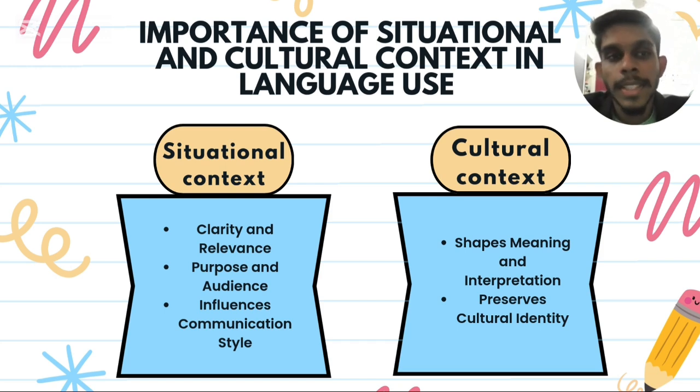So the last point is influences communication style. Different situations require different communication styles. In a classroom, structured communication is common while in a casual settings, informal language and slang might be more appropriate. Situational context helps speakers choose the right style for the occasion.